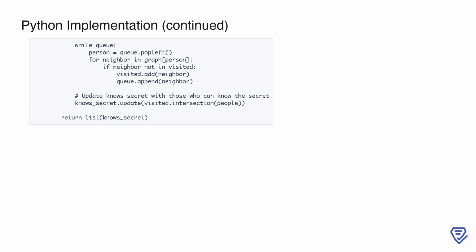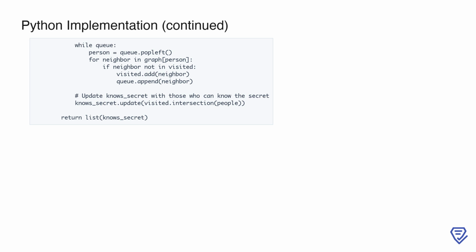Using the queue, we perform a breadth-first search to identify all individuals connected to the people who already know the secret. At each step, we dequeue a person and examine their neighbors in the graph. If a neighbor hasn't been visited yet, we mark it as visited and add it to the queue for further exploration. This process ensures that we traverse all connected components of people who can pass the secret at the current timestamp. Once the BFS completes, we update the knows_secret set to include all individuals visited during this step who are part of the current people set.